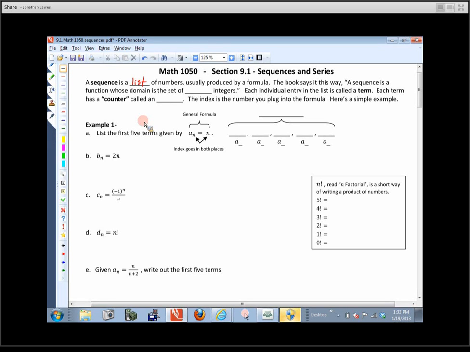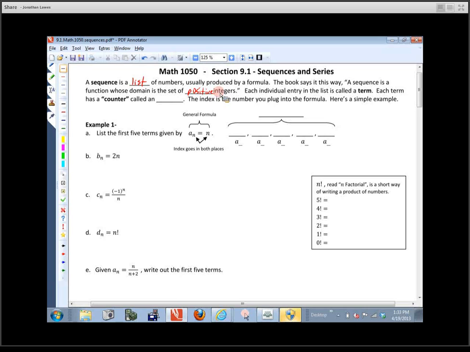Now the book describes a sequence this way. It says a sequence is a function whose domain is the set of positive integers. So it's a list of numbers that's produced by a formula or a function, as the book says, but the only type of numbers that we can plug in are positive integers. So we usually start by plugging in a 1, then we plug in a 2, then we plug in a 3. Plugging in a 1 produces the first term, plugging in a 2 produces the second term, 3 produces the third term, and so forth.